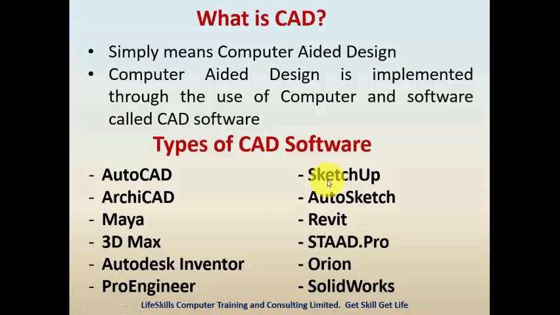SketchUp is a light CAD software for making drawings. It can be used for both building and machine drawing. It depends on your level of expertise in handling it. Then we have AutoSketch, we have Revit. Revit is for architecture, for rendering architectural drawing. We have Start Pro, we have Orion. These are structural detailing software for structural design. So these are the few examples of CAD software. We have hundreds of CAD software available.